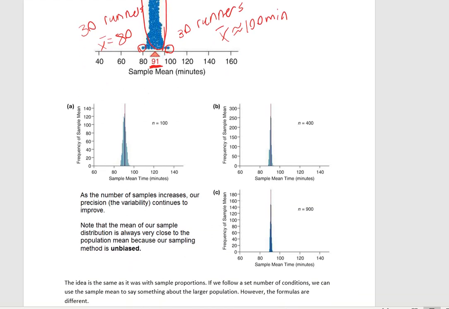So if we repeat this process over and over and over again, what we see is if we increase the sample size, over here our samples ran between about 80 to 100. And here you can see that distance is getting smaller and smaller and more grouped around 91. Again, the more observations you have in your sample, the more likely you are to have a slow runner evened out by a fast runner, etc. So what we notice is that as the sample size increases, our precision increases.